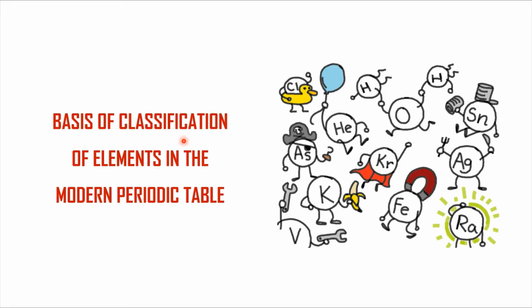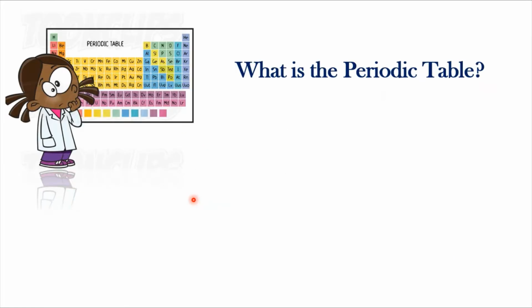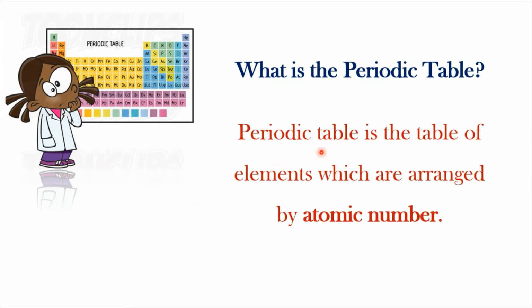Basis of classification of elements in the modern periodic table. What is the periodic table? Periodic table is the table of elements which are arranged by atomic number.